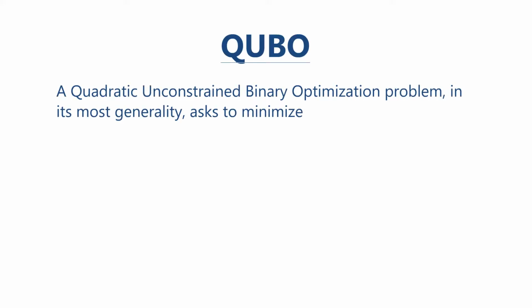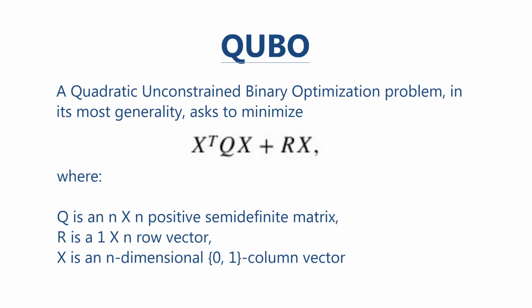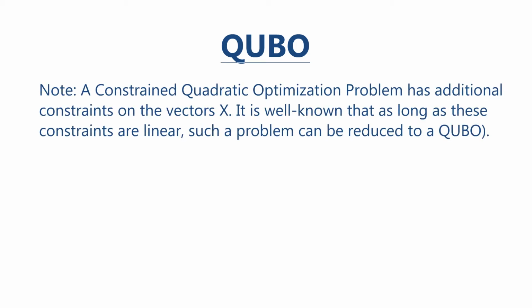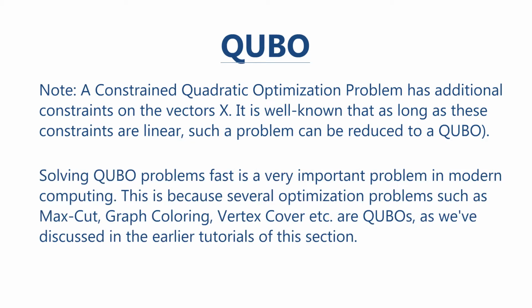A quadratic unconstrained binary optimization problem, in its most generality, asks to minimize x^T Q x + R x, where Q is an n times n positive semi-definite matrix, R is a 1 times n row vector, and x is an n-dimensional 0, 1 column vector. Note: a constrained quadratic optimization problem has additional constraints on the vectors x. It is well known that as long as these constraints are linear, such a problem can be reduced to a QUBO.